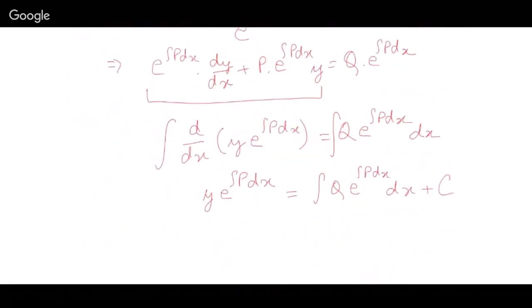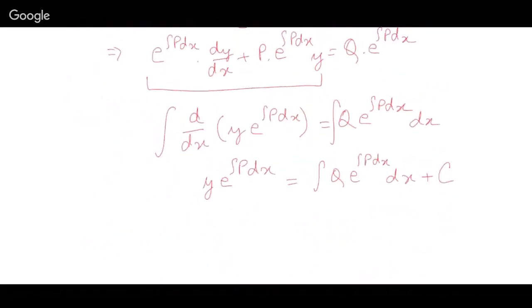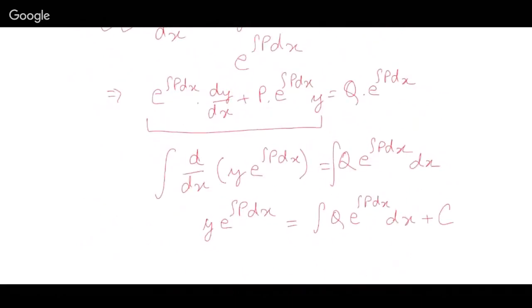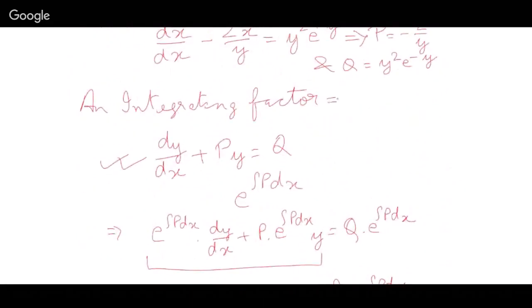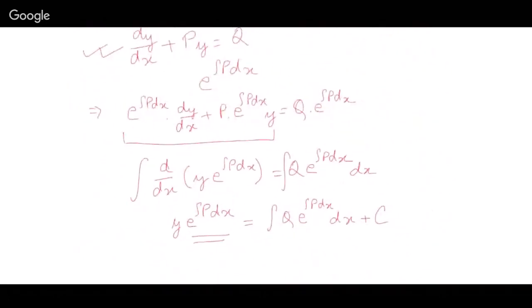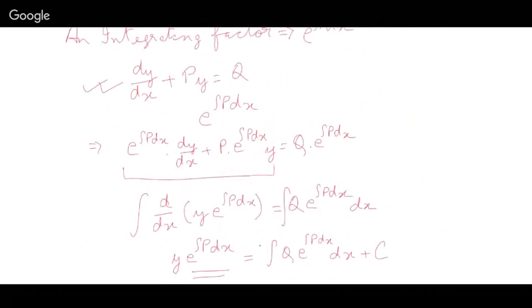So now over here, the integrating factor that we have for this type of linear differential equation is e to the power of integral p dx. So the integrating factor we had just talked about is e to the power of integral p dx. So the general solution of the linear differential equation of this form is y e to the power of integral p dx is equal to integration of q e to the power of integral p dx plus c.